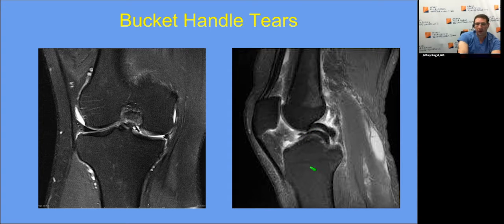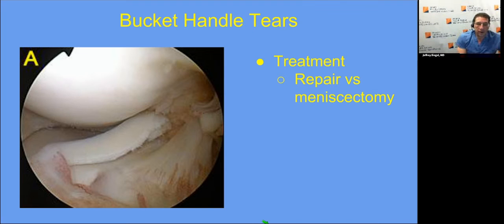On the sagittal view, you may see something that looks like this. This is the actual PCL of the knee, this black band here. But in this knee, you actually see what looks like two PCLs. So this is called the double PCL sign. And the second dark image is actually the meniscus that's flipped into the notch. So this is, again, a classic finding in a bucket handle tear.